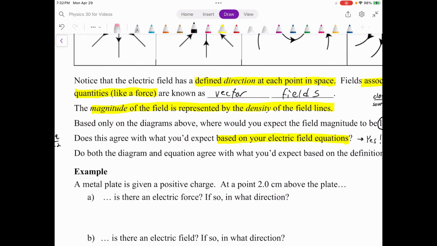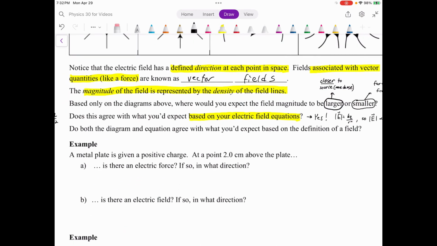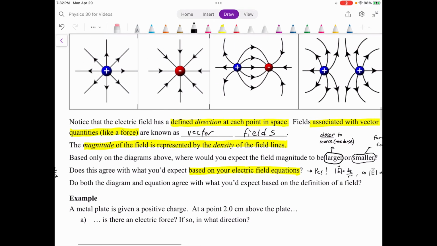And finally, it asks, do both the diagram and the equation agree with what you'd expect based on the definition of the field, right? Well, the definition of the electric field is the force that a 1 coulomb positive charge would feel if placed at a given location, right? It's a description of what that would be like for any given space where there might be charges around, right? And we know from Coulomb's law in chapter 10 that the force a charge would feel is inversely proportional to the distance it is away from another charge, right? So yes, I would say that checks out as well, right?